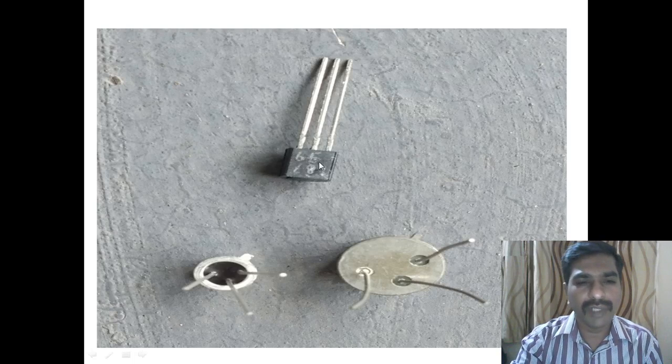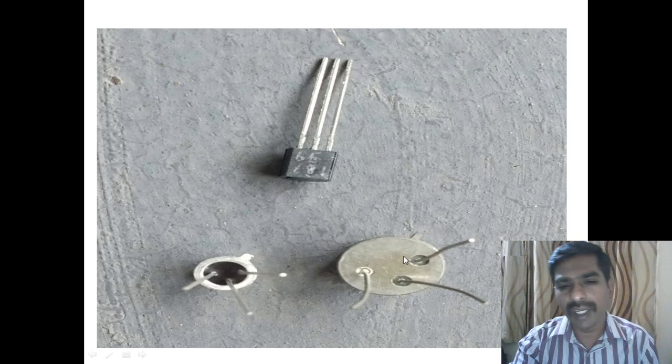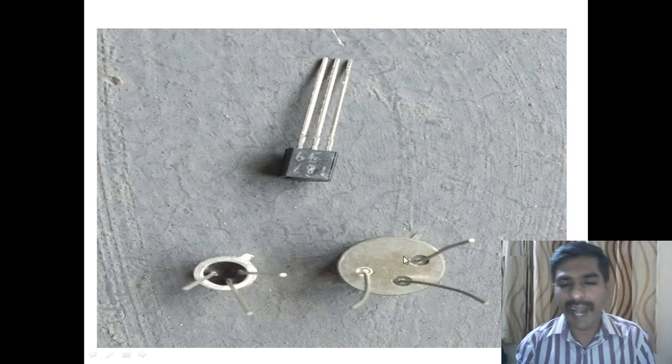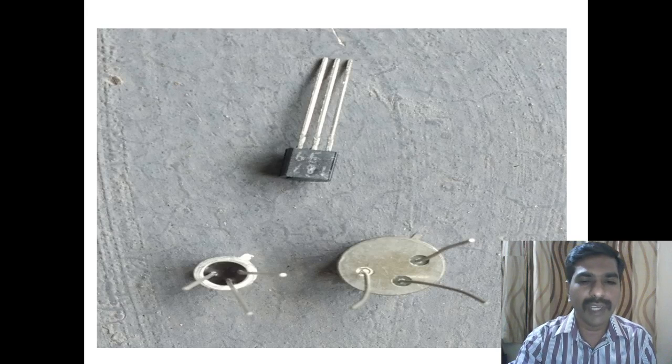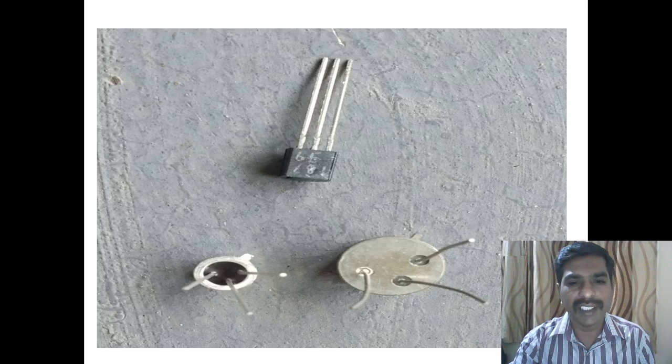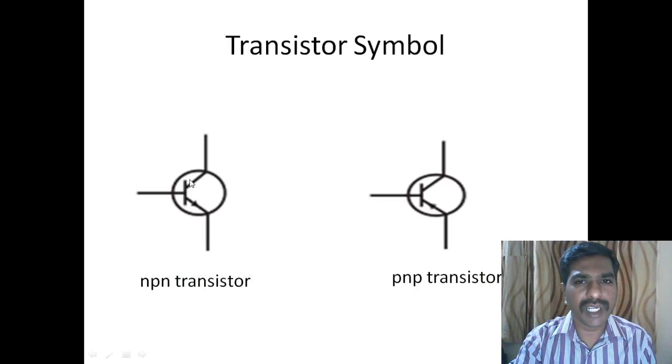Some of them are made with plastic, some of them are made with metal. The metal acts as a heat sink. It absorbs the heat from the transistor and emits it to the external environment. That means it acts as a heat sink. And this is the transistor symbol.